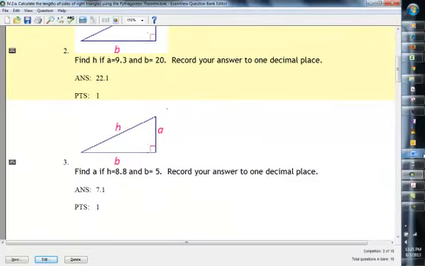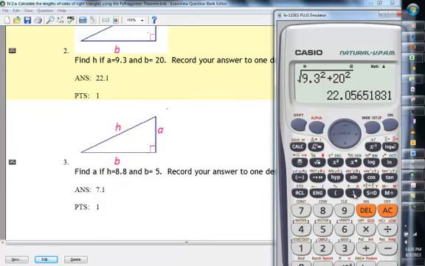In this case, we're given the hypotenuse, so if you're given the hypotenuse, you would subtract. So we're going to take this 8.8 squared, that is the length of the hypotenuse, and subtract the length of the other side squared. And we see that the missing side is 7.2.